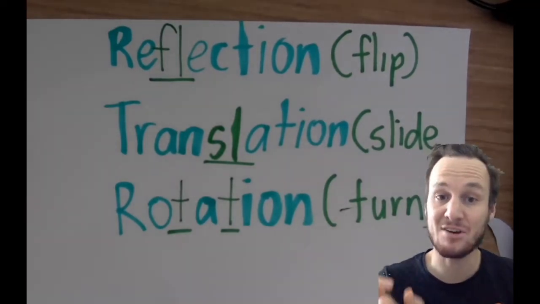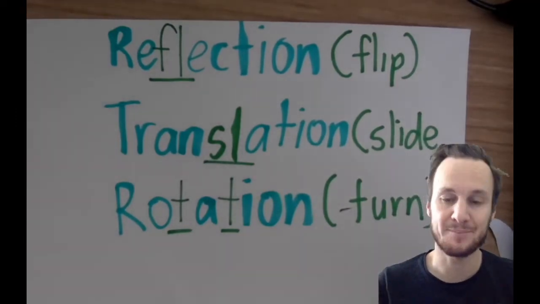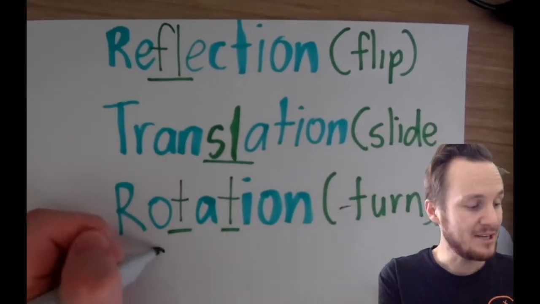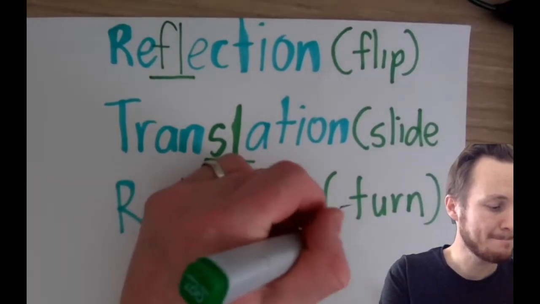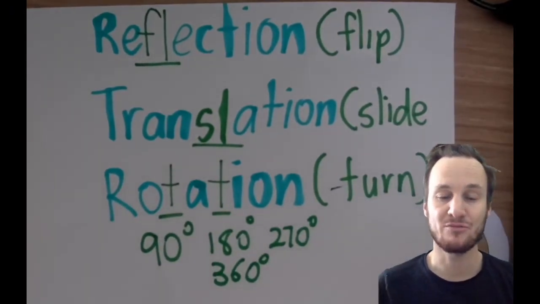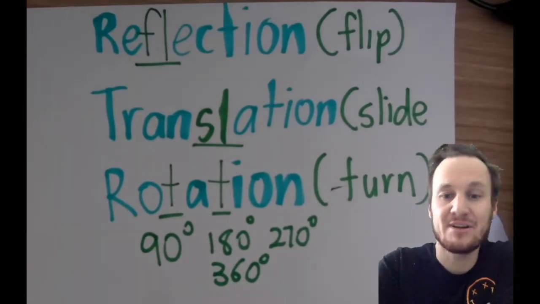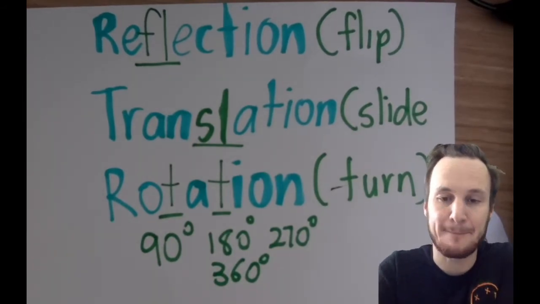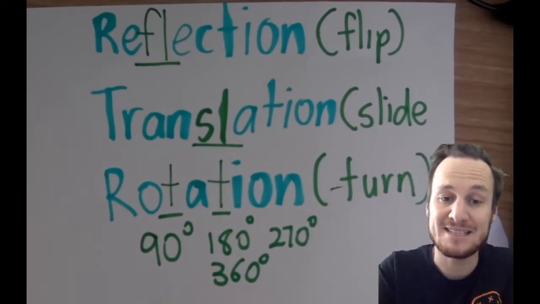So reflection, the FL, flip. Translation, you're going to slide it. And rotation, you're going to turn it. Now, it's really important when we're turning it, you're going to see these things start to pop up. You're going to see whether you want to rotate it 90 degrees, 180, 270, or 360. Now, 360 is the easiest because you literally just leave it there. But the rest of them, 90 degrees would be 1 turn, 180 degrees is 2 turns, 270 is 3 turns, and 360 is you just leave it.